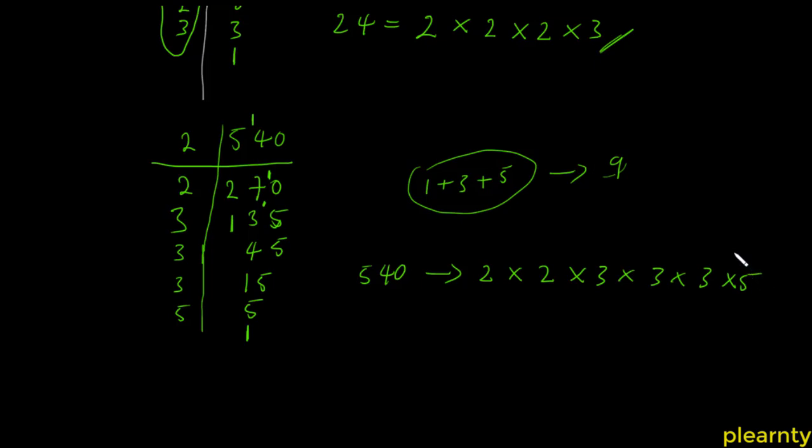You can try more examples and you will understand the meaning of prime factors. Prime factors are factors of a number that are prime numbers. So when you have a number and the number has factors, out of the factors, those that are prime numbers are called prime factors. It is as simple as that.